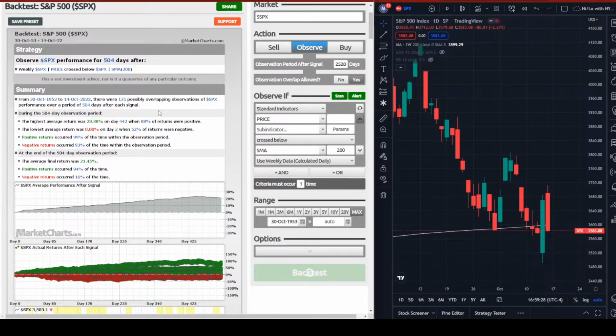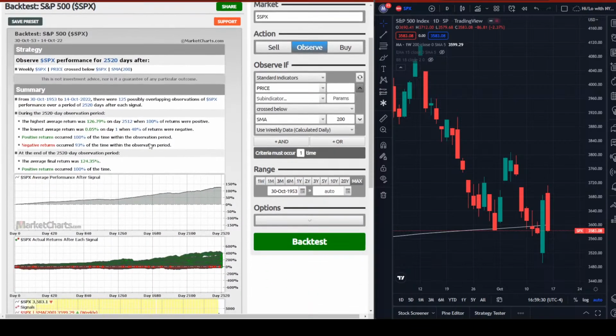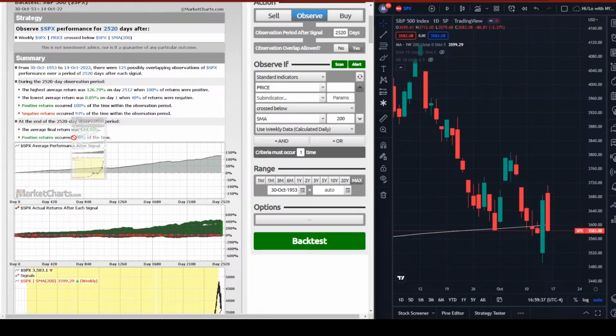Well, I'll tell you. Boom. How many times has it happened? 125 overlapping observations. The positive returns happened 100% of the time in any 10-year rolling period. From 1953 to now, we have not had a losing 10-year rolling period. The average final return is 124%.